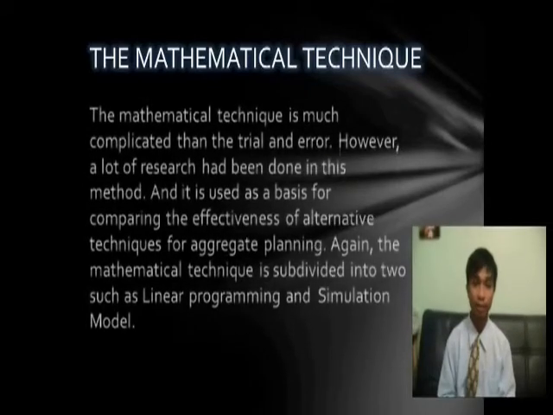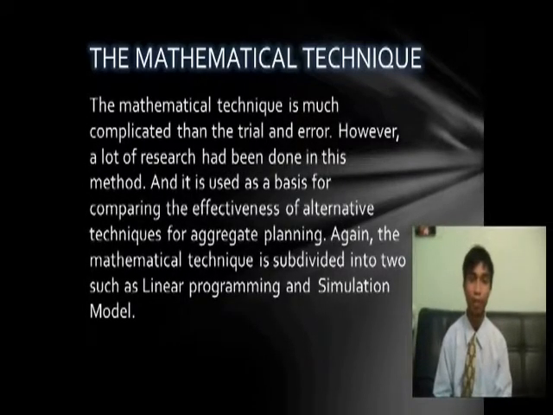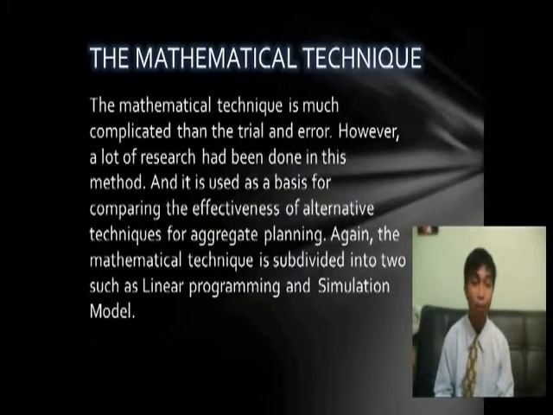The second technique is the mathematical technique. The mathematical technique is much more complicated than trial and error. However, a lot of research has been done in this method, and it is used as a basis for comparing the effectiveness of alternative techniques for aggregate planning.